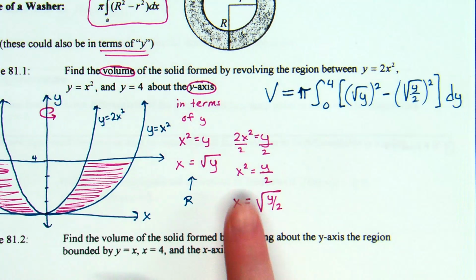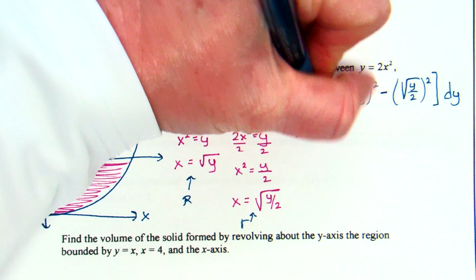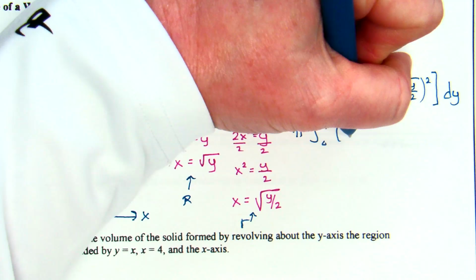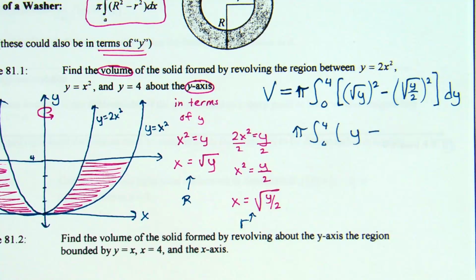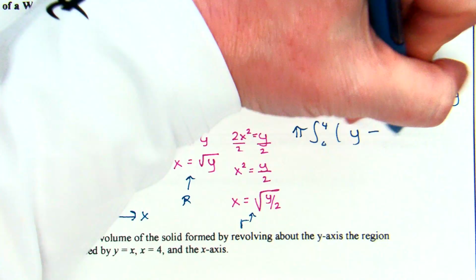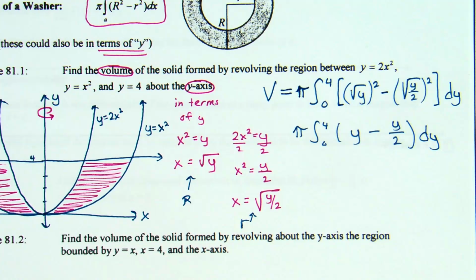From here, it's doing the math you already know how to do. So pi times the integral from 0 to 4. What's the square root of y squared? Square root of y squared is y. Square root of y over 2 squared is y over 4. It should be exactly y over 4, not y over 2.